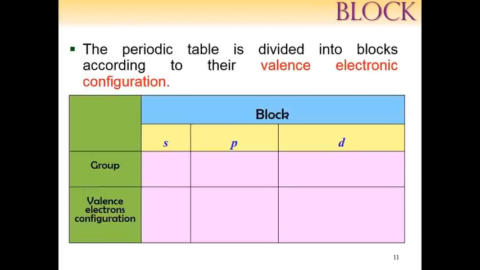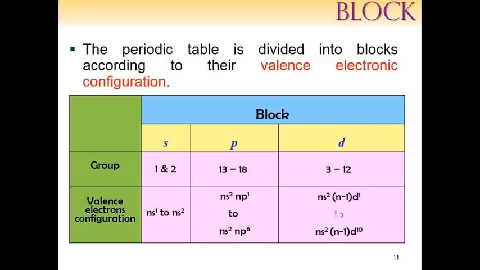Elements in the s block are the elements in group 1 and group 2, and the valence electron configuration is ns1 to ns2. For elements in the p block, they are from group 13 to 18, and the valence electron configuration is ns2 np1 to ns2 np6. For the d block, the elements are in group 3 to 12 and the valence electron configuration is ns2 (n-1)d1 to ns2 (n-1)d10.